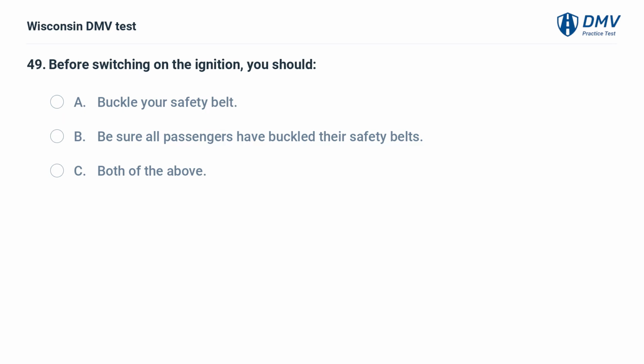Before switching on the ignition, you should A. Buckle your safety belt. B. Be sure all passengers have buckled their safety belts. C. Both of the above.